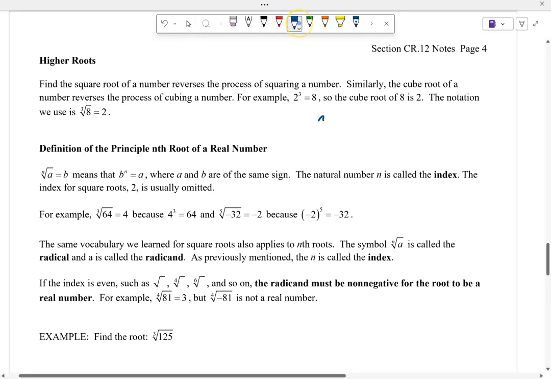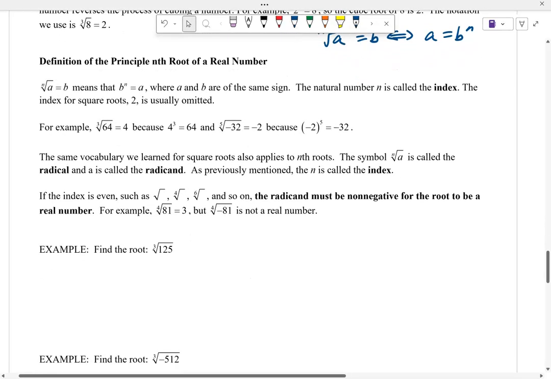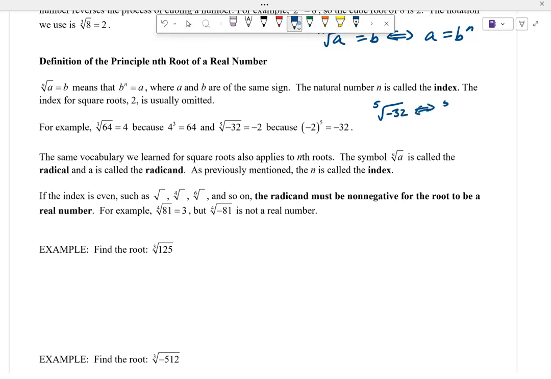Well, let's get into higher roots. So the nth root of a equals b if and only if a equals b to the n. All right, so we've done some like this. So for example, the 5th root of negative 32, there's 5 of those. Negative 2 times negative 2 times negative 2 times negative 2 times negative 2. Did I say that 5 times? Looking for 5 of a kind.